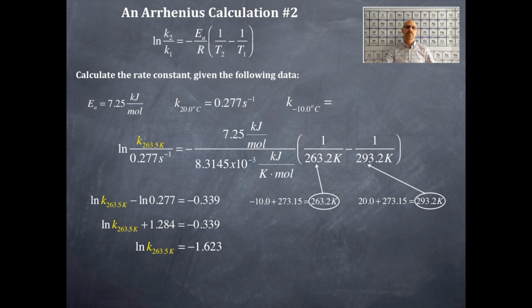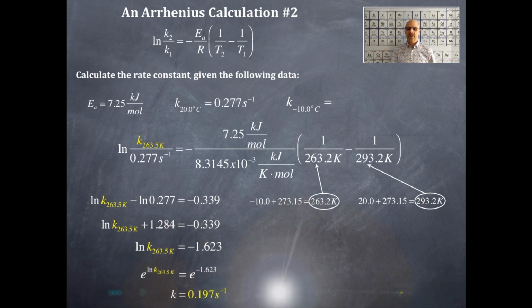Now, how do I get rid of the natural log again? Just like addition, subtraction, multiplication, division, those are opposite functions, natural log and e to the. So we're going to use our little e here, and we're going to get rid of that natural log, and we're going to solve for the k. So we're going to take e to that negative 1.623, and we're going to get this value. The rate constant at the negative 10 degrees Celsius is 0.197 per second. Hopefully that problem worked out well for you.